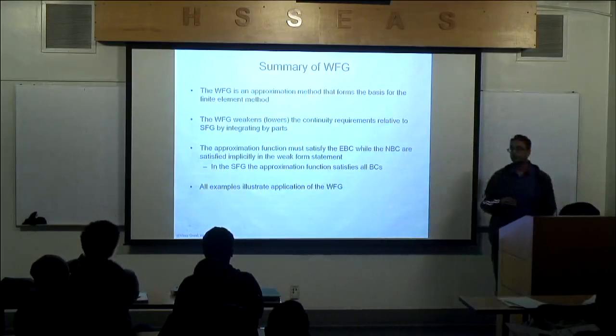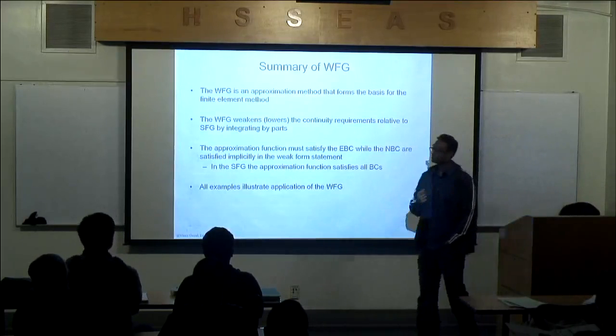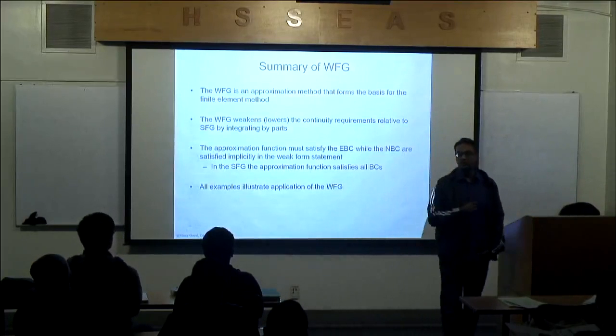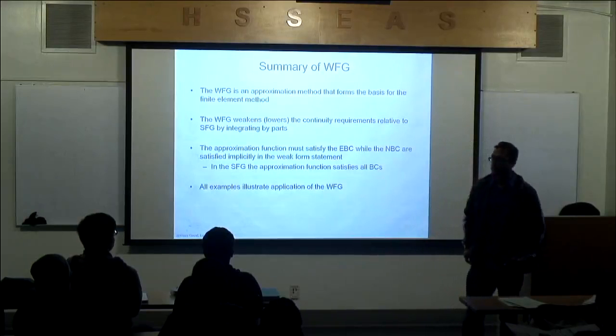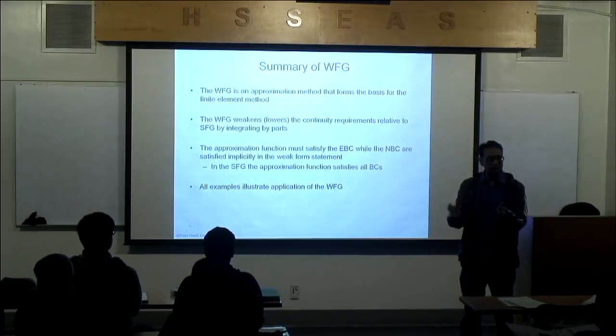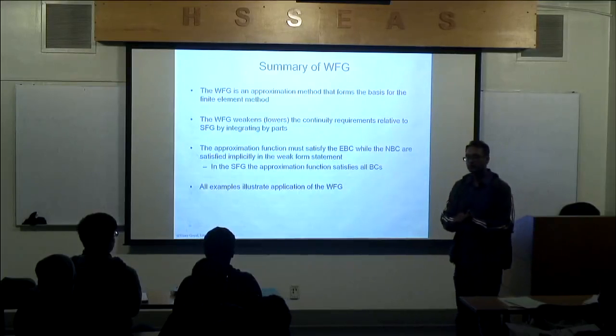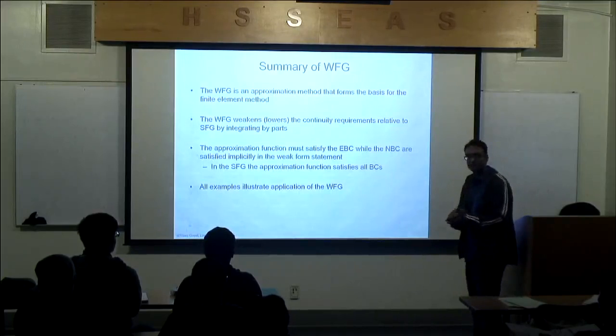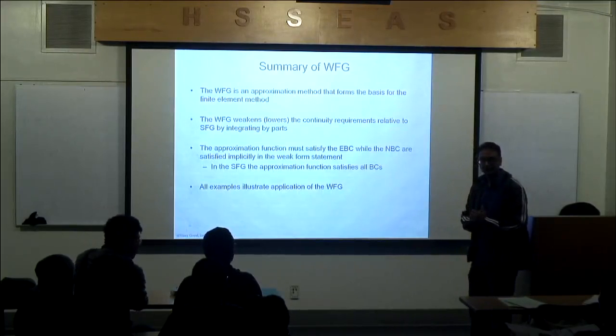So let's summarize what we've done with the weak form Galerkin. The weak form Galerkin is an approximation method that basically forms the basis for finite elements. In strong form Galerkin, we're one step removed. With weak form Galerkin, we're basically there. So if you learn this method, I think we'll be in good shape. And I see some people in the back excited about it.